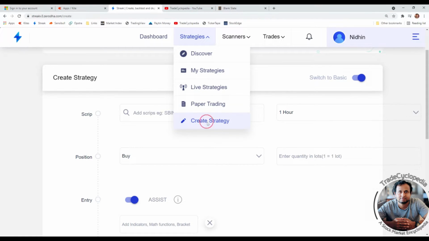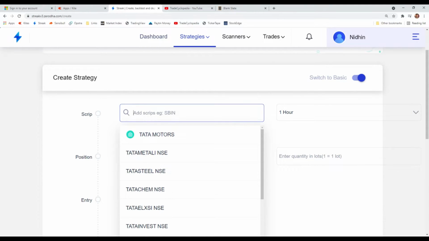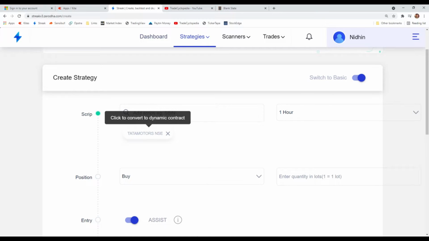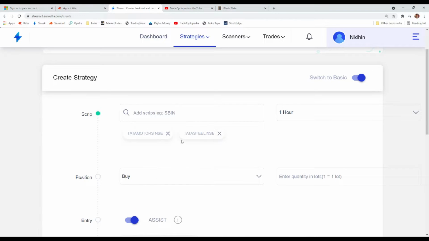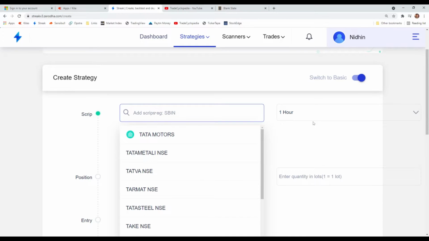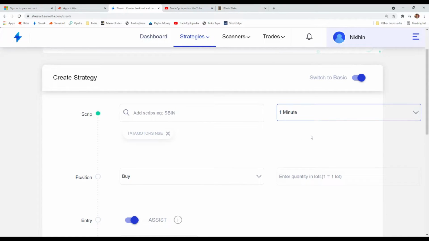I'll need to click on create strategy, and there's one thing called script. I can add a script here, so I'm just adding Tata Motors. And I can put any other stock, I can put n number of stocks. I'm putting Tata Steel as well, that is fine. You can put more than one stock there. Now I'm just selecting Tata Motors only, and this is the master candle time frame. I am selecting 1 minute, and I'll tell you how it works.